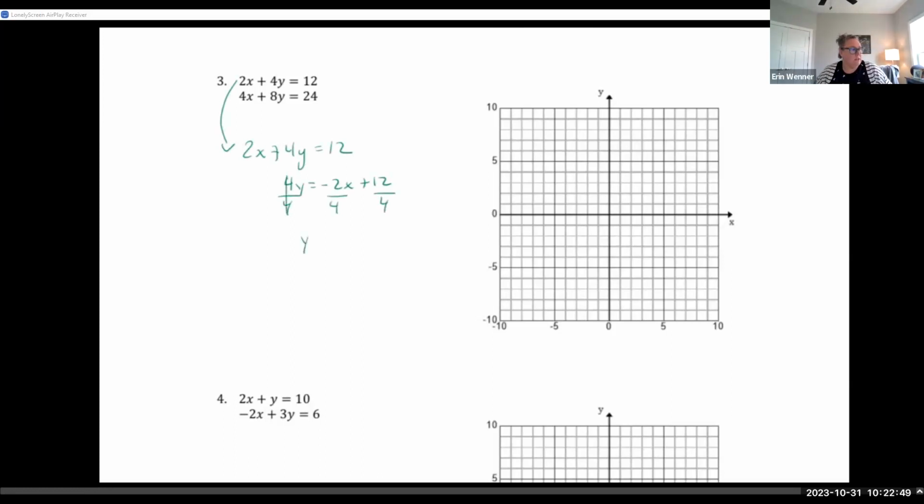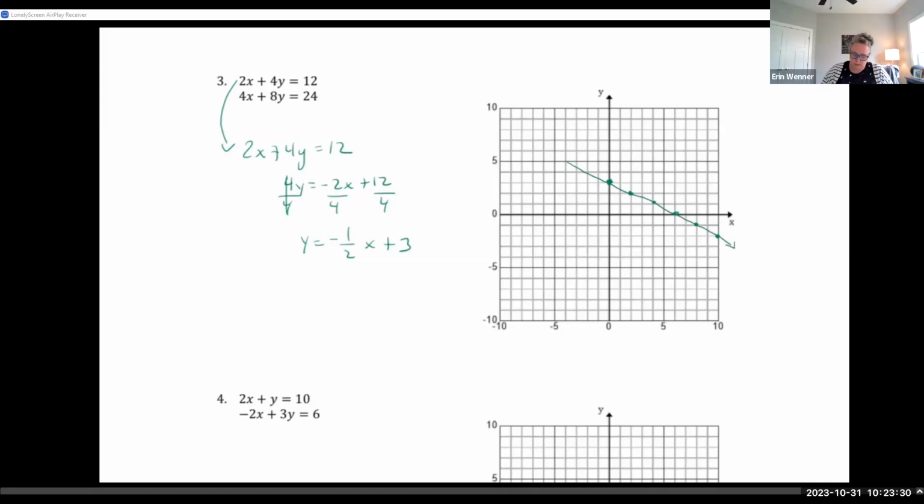So if we graph that line, let me wait for my board to catch up. So graphing that line, we're going to have a y-intercept of positive 3, so right here, a slope of negative 1/2, so down 1, right 2. So go ahead and we graph that line. Okay, so there's our line.